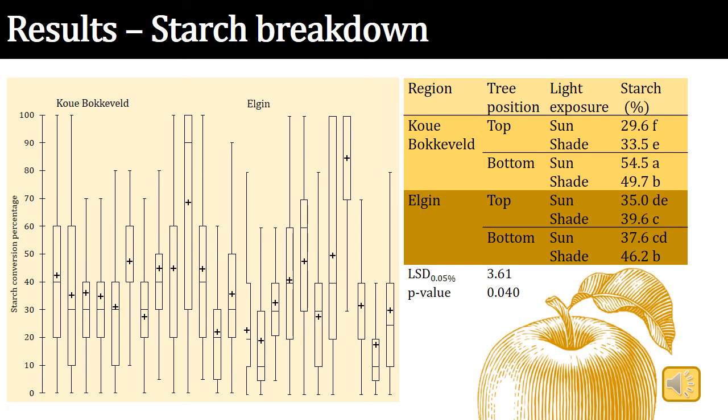In the table on the right-hand side, we compared the mean starch breakdown percentage in terms of canopy position for the 2 regions. From this, it is interesting to see that fruit from the bottom of a tree in the Koue Bokkeveld are more mature than fruit from the top. Small differences were also seen between sun-exposed and shaded fruit. This project provided us with a large data set of fruit quality, and we are hoping to mine this data more to identify trends and patterns to assist producers in minimizing the variability in their fruit.